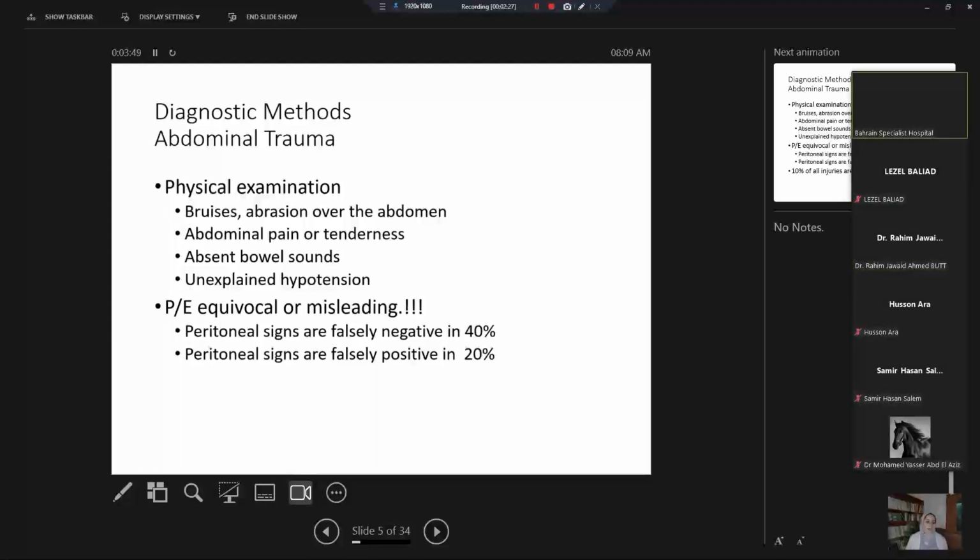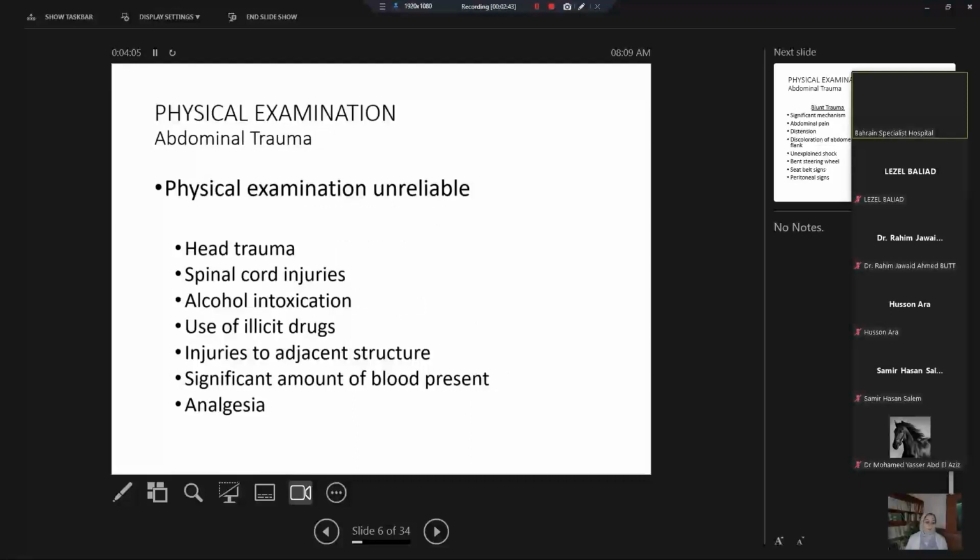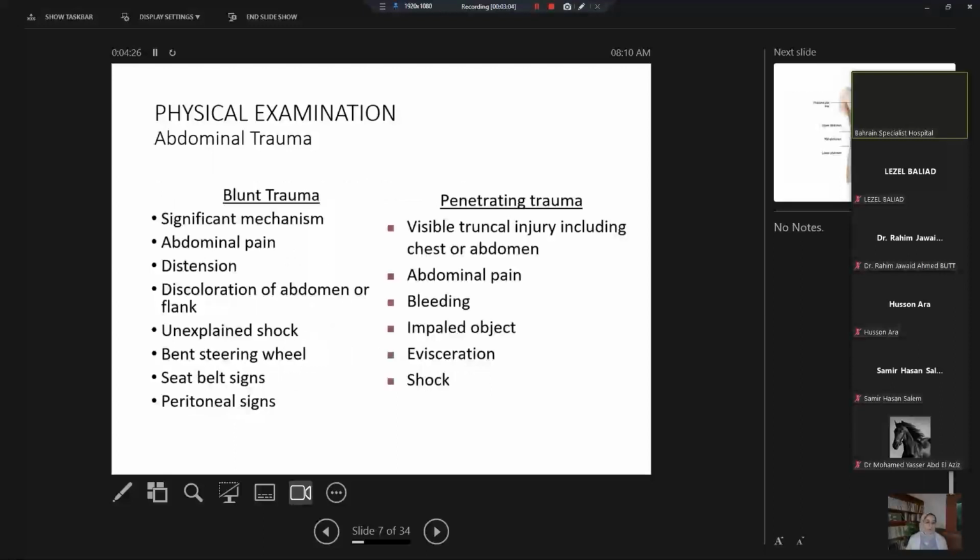However, the physical examination can be equivocal or misleading, as the peritoneal signs may be falsely negative in 40% and falsely positive in 20%. This is why 10% of all injuries are initially overlooked. Moreover, the physical examination can be unreliable in cases like head trauma, spinal cord injuries, alcohol intoxication, use of illicit drugs, injuries to adjacent structures, in case of significant amount of blood, and in case of analgesia.